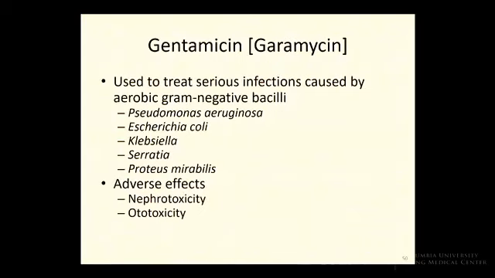All right. So gentamicin is the prototypic aminoglycoside used to treat serious infections caused by aerobic gram-negative bacilli. These are infections like Pseudomonas aeruginosa, E. coli, Klebsiella, Serratia, Proteus mirabilis. Adverse effects, as I mentioned, are predominantly nephrotoxicity and ototoxicity.